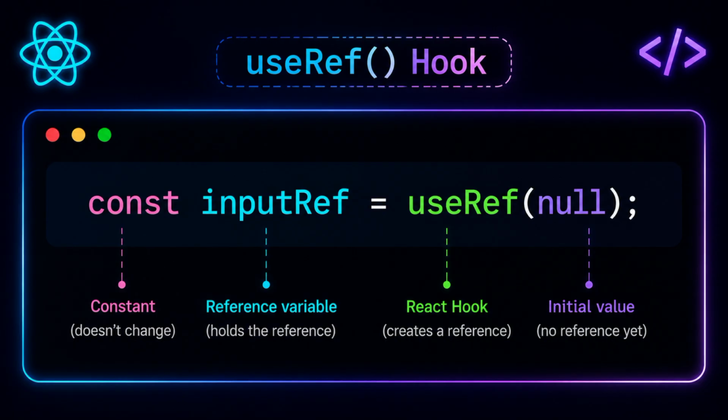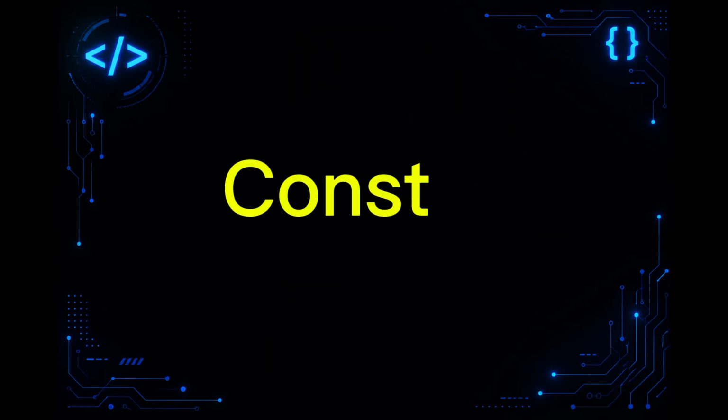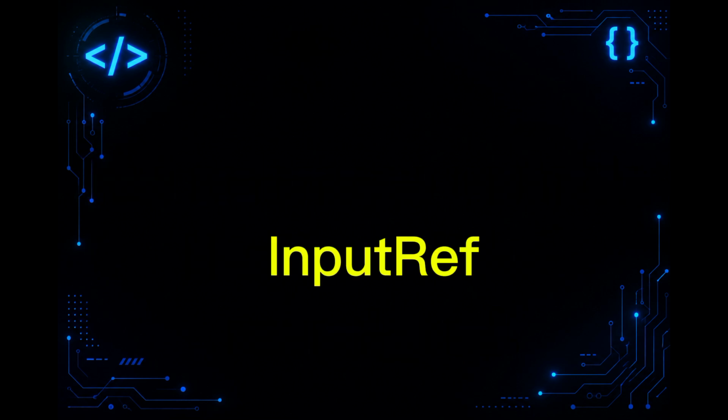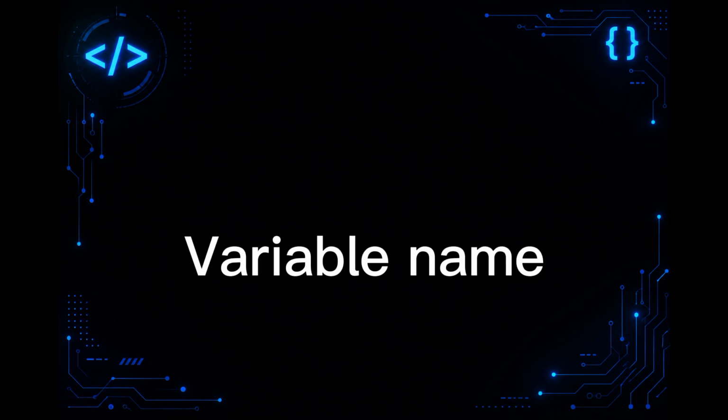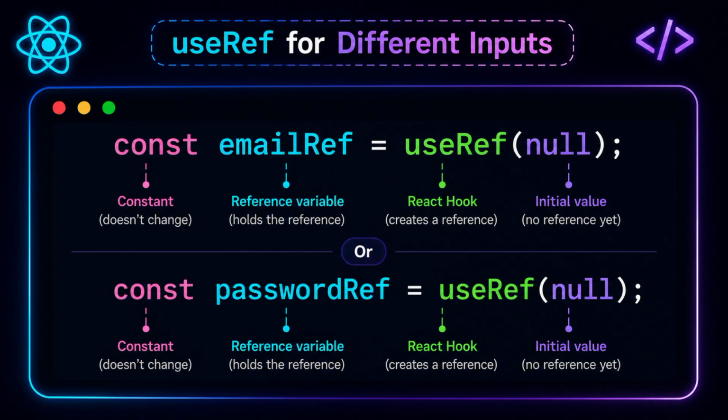Now let's break it down one by one. First, we use the const keyword. It means the reference variable itself will not be reassigned. Next, inputRef is simply a variable name. You can name it anything, for example, depending on what you are referring to.